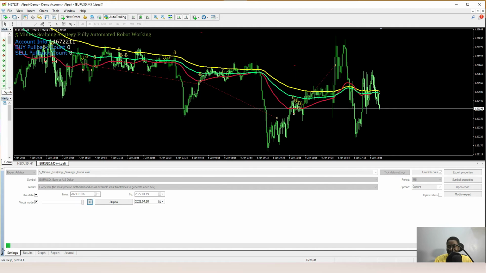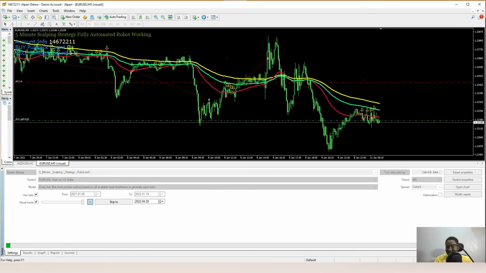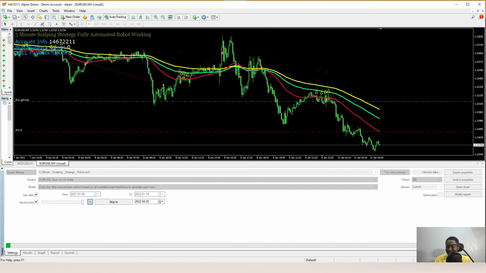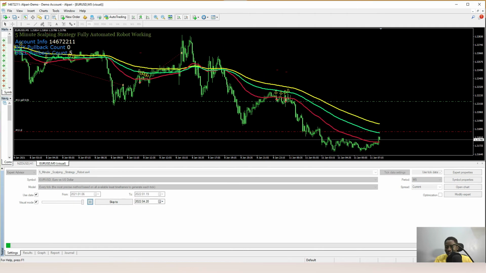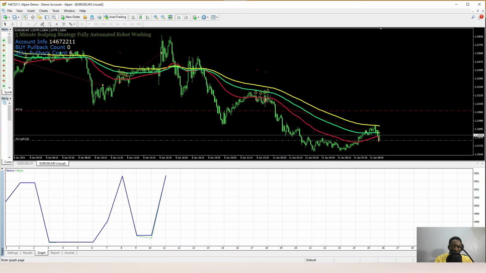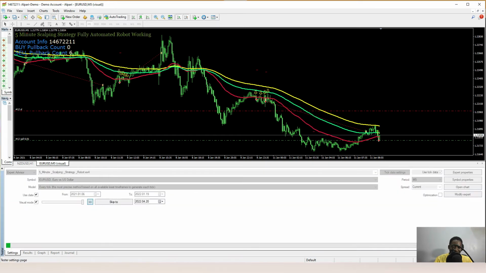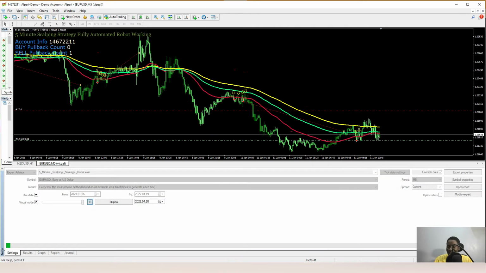So this does everything automatically for you. You don't need to do anything. Look at the trading stop. Look at how the trading stop is moving with the markets. See, look at how the trading stop is moving with the markets. It's because we set our trading stop.